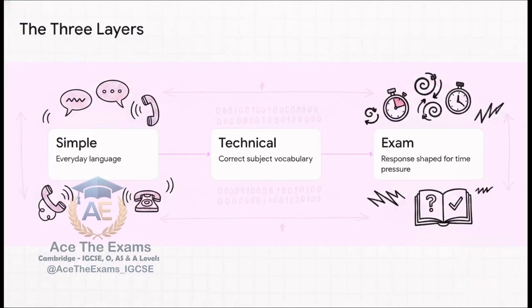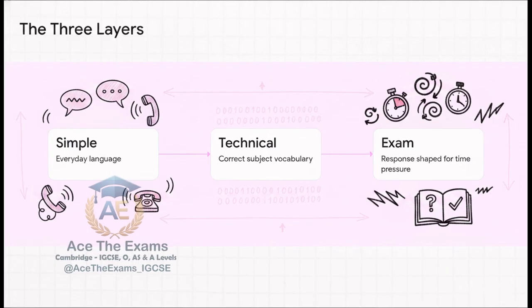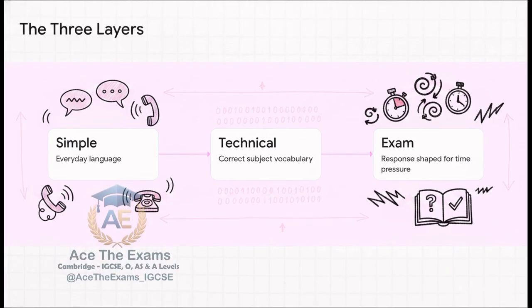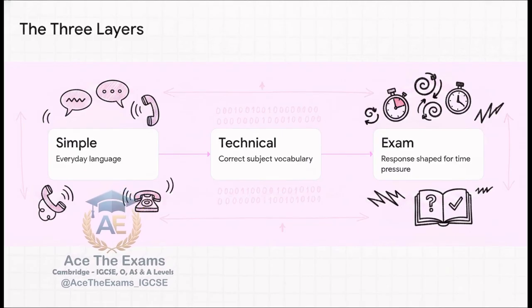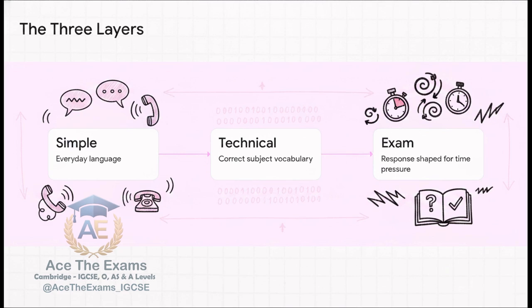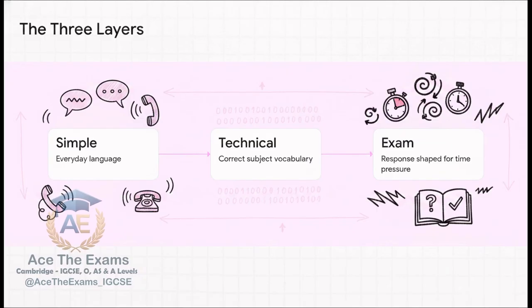Part 2, 3 layers of understanding, moving beyond definitions. To stop losing these marks, we need to completely upgrade how you process this information. Examiners actually expect a specific progression when grading data transmission concepts. Layer 1 is your simple explanation. This is just everyday language, understanding that full duplex is like a telephone call where both people can talk at the exact same time.